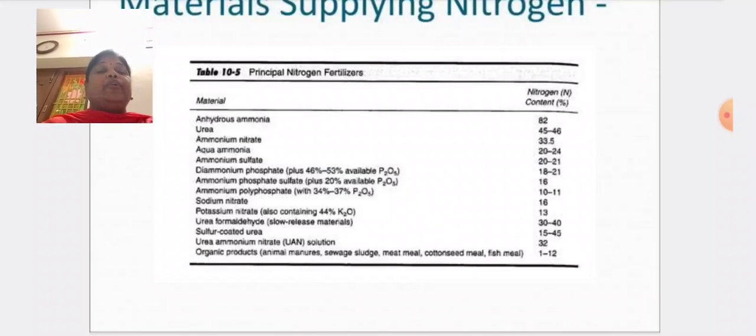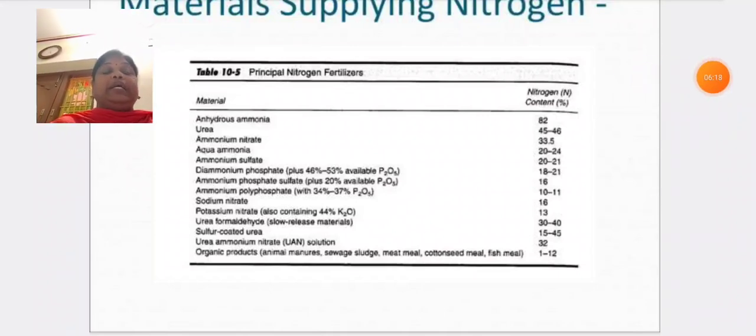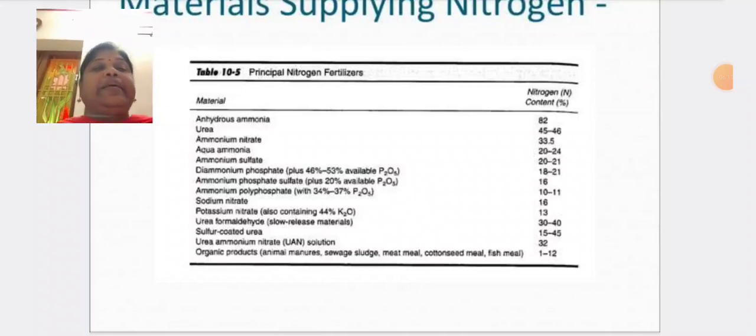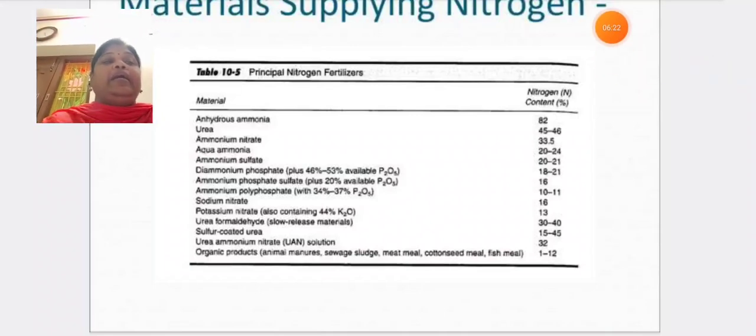Then organic fertilizers also contain nitrogen. These are animal manure, waste sludge, meat meal, concentrated meal, fish meal, etc. They contain 1 to 12 percent nitrogen. These are the materials supplying nitrogen in the farm.